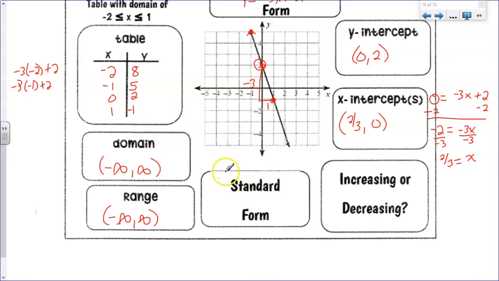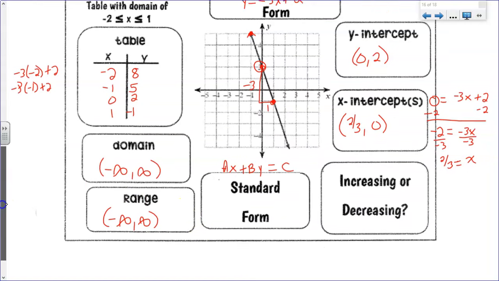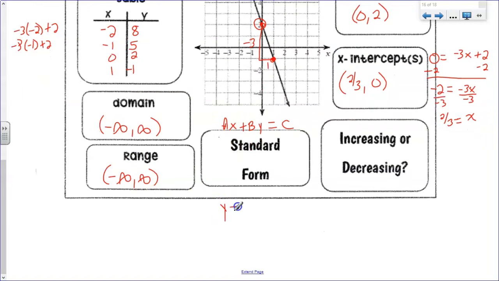Okay, standard form, if you remember, is ax plus by equals c. So we're going to take that up there, y equals negative 3x plus 2. And we need to get the x to the other side, so we're going to add 3x to both sides.